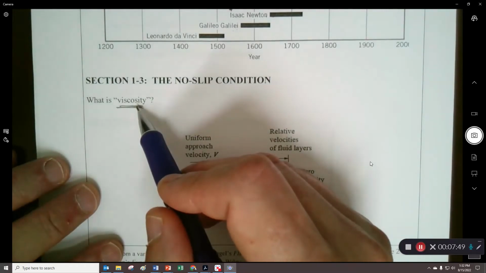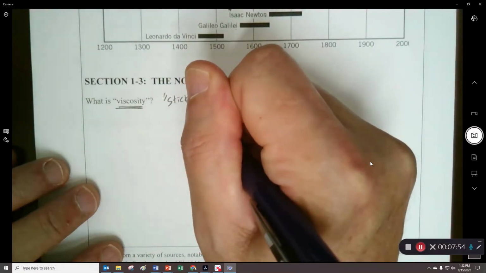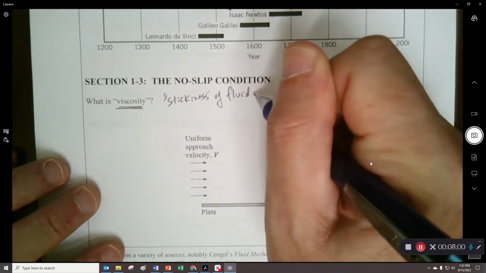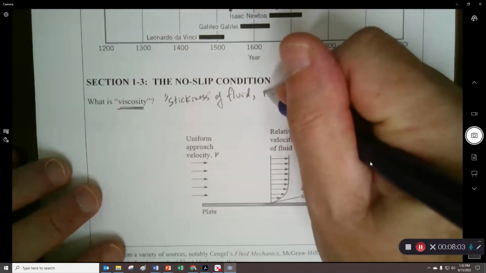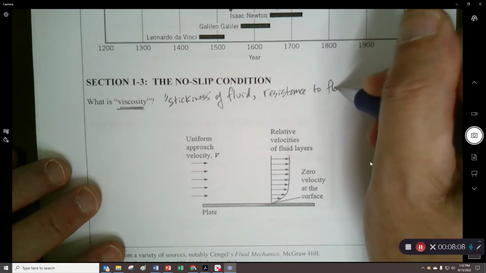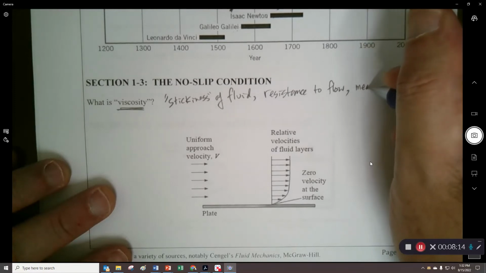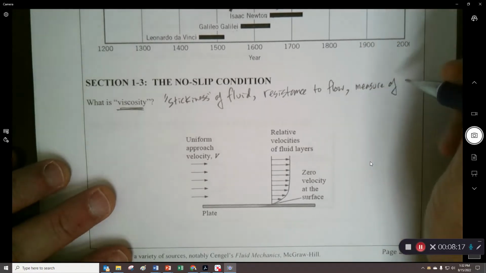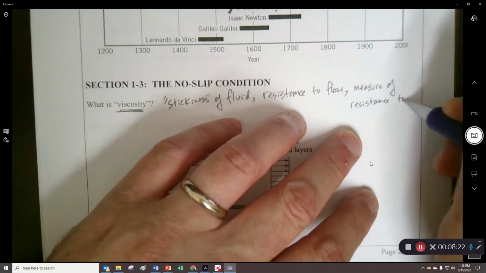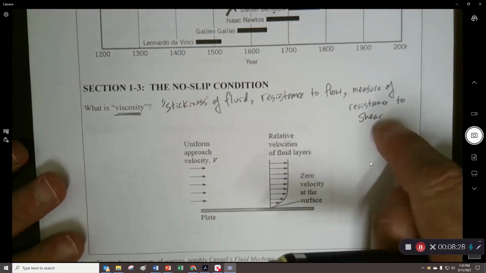But we have to ask this question: what is viscosity? And so I would first start out with stickiness of a fluid, right? Or resistance to flow. Or another way to say it, it's a measure of resistance to shear forces, shear stress, whatever, being placed on there.